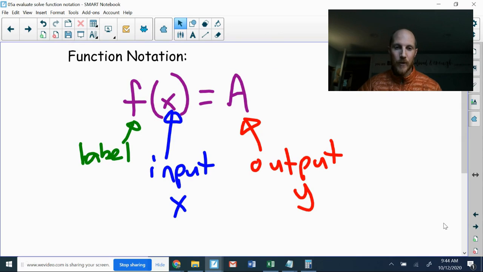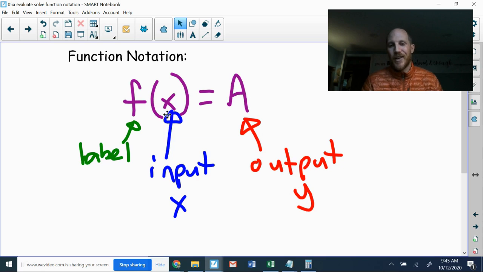Function notation goes like this. There's that label at the beginning, whether it's F for function or H for height or D for dollars. I mean, it could be whatever we need it to be. Inside the parentheses will always be the input value, and after the equal sign is always going to be the output value.